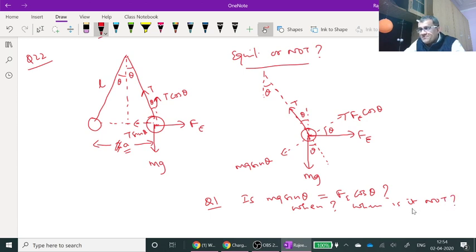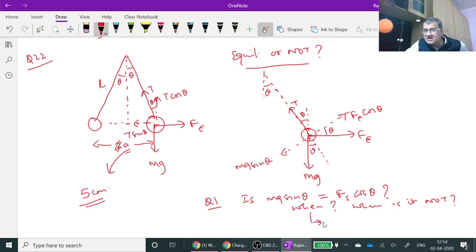When is it equal and when is it not equal? If it is a case of equilibrium, and it is given that this situation, whatever you are seeing, with this A mentioned at 5 centimeter, if the question says that at a distance of 5 centimeter there is an equilibrium, then mg sin theta and Fe cos theta are equal. But it doesn't say so.